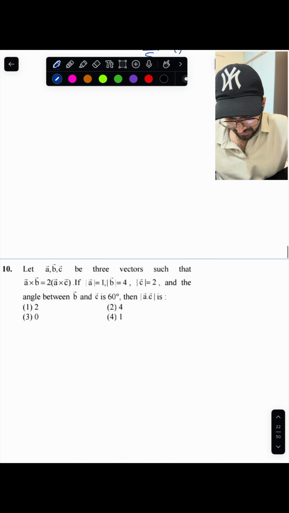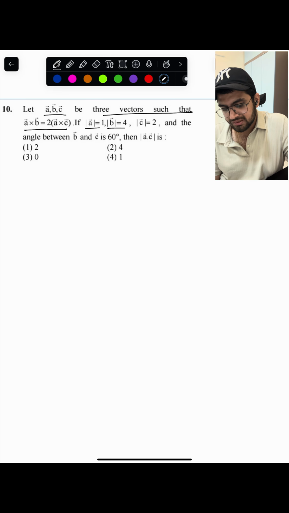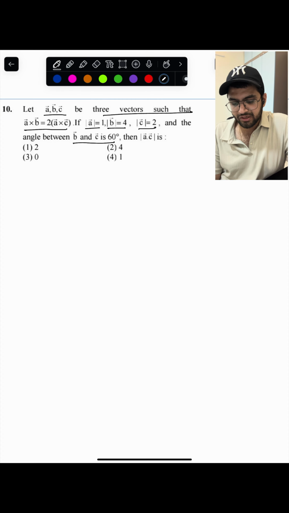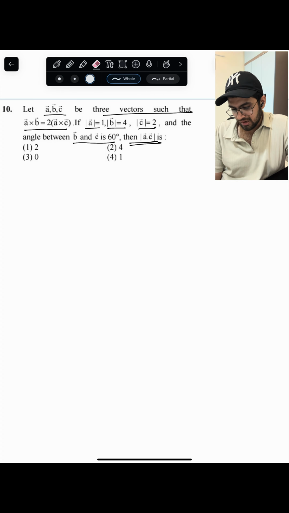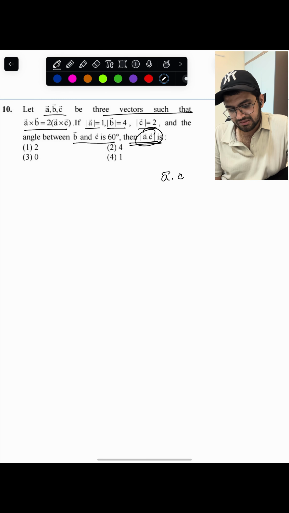Let's move to 10th question now. So clearly it's a vector question. Vector questions are also simple. So what we can do? So what is given? A bar, B bar, C bar are 3 vectors such that one condition is given. Magnitude of A bar, B bar, C bar are also given. Angle between B bar, C bar is 60. Then we need to find A bar dot C bar. Final result we should find this.